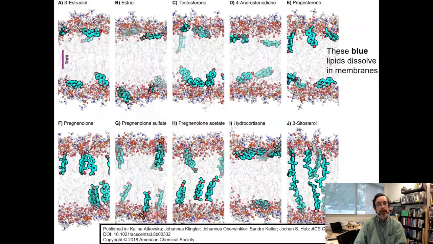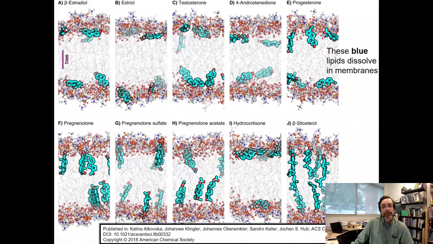So, when you're talking about dissolving in a membrane, how should you imagine it? Well, I forgot that I had this slide, because this shows us the lipids actually dissolving in the membrane. Here's testosterone actually being able to dissolve in the membrane and being able to dip its head underwater, and you can imagine it being able to swim through the oily layer to get from one side of the cell to the other.